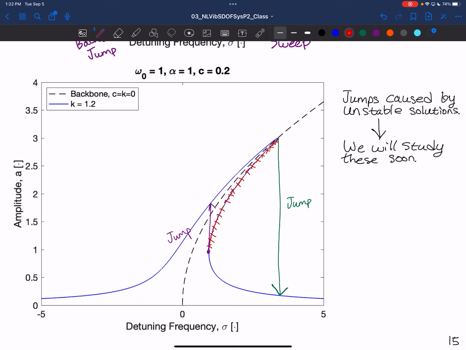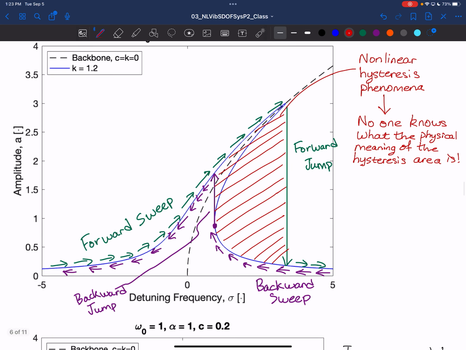So you could start a system on this middle branch by very carefully choosing initial conditions, but it will very quickly diverge and switch to one of the other two branches. And the only way people have been able to experimentally measure this middle branch is by using feedback control and then forcing the system to stay on that through control. So if you do experimental measurements, if you sweep forward up, you will track along that upper branch. If you do a backward sweep, you track along the bottom branch until it jumps as well.